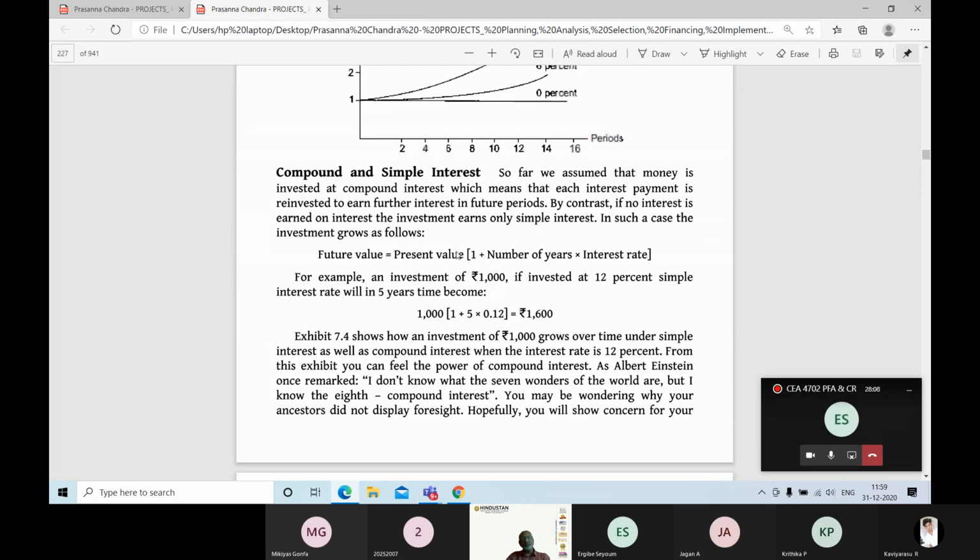In such a case, the investment grows as follows. Future value is equal to present value times 1 plus number of years times interest rate. So here, for example, 1,000 into 1 plus 5 years into 0.12. 1 plus 5 into 0.12, then you have to multiply, and this comes out to 1.6. So 1,000 into 1.6 comes to 1,600.